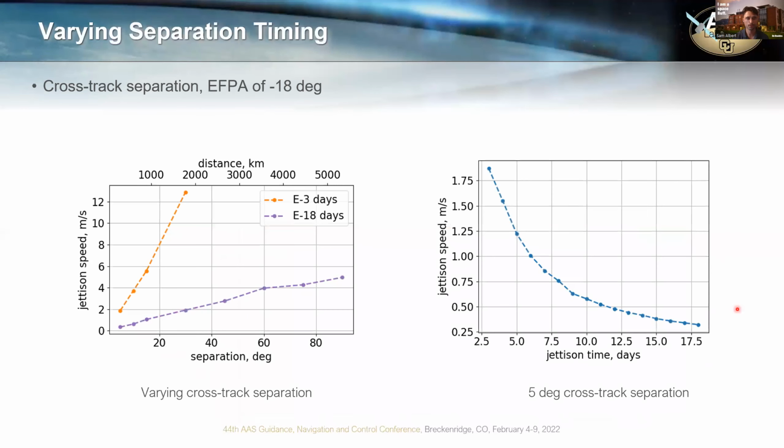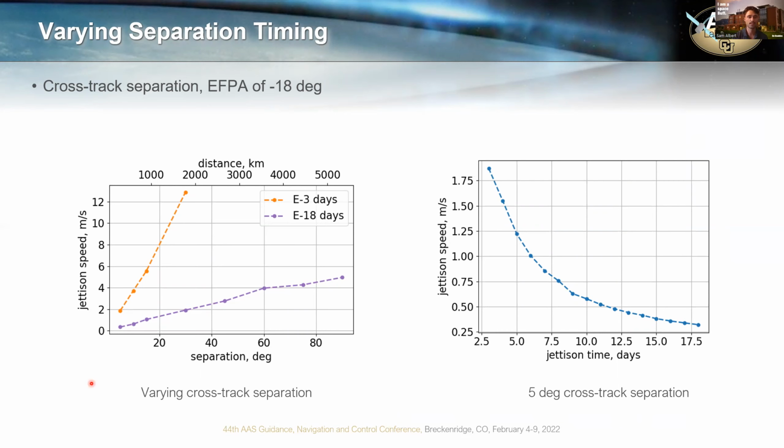And we're going to go through first some of the trade study results here, or parametric relationships. So on this slide, we are varying the timing of separation, always for cross-track separation on the surface, with an entry flight path angle of the approach trajectory of -18 degrees. So on the left, you can see these 2 different curves. This is desired separation versus required jettison speed.